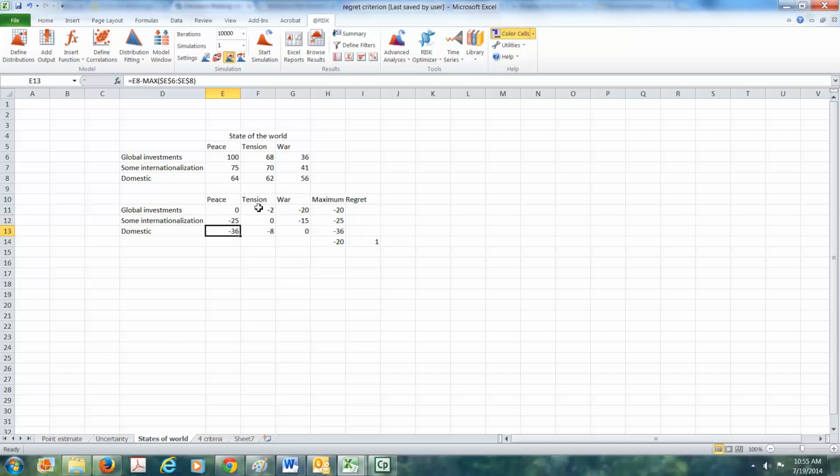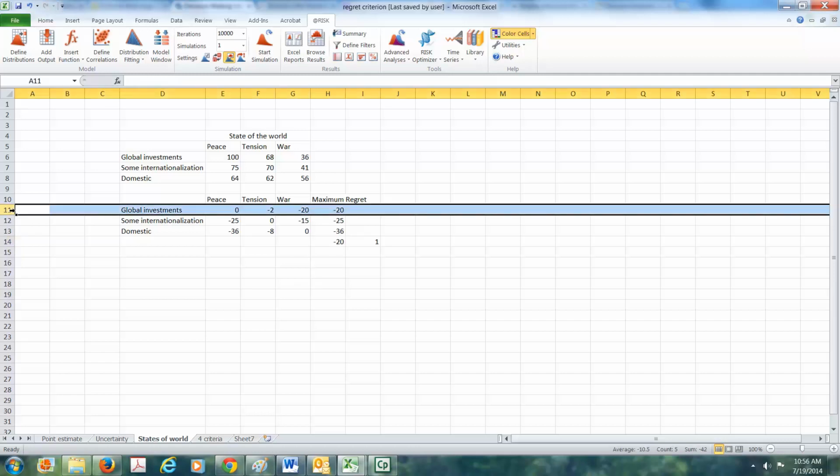You can see then how we construct the regret matrix, which hopefully by now is familiar to you. Looking across the rows, we identify the maximum value that gets piled up here. And then we say we are going to choose that strategy that minimizes the maximum regret. And that is clearly minus 20 is the best result here that we could get from all these bad results. And that means our company should use a global investment strategy.